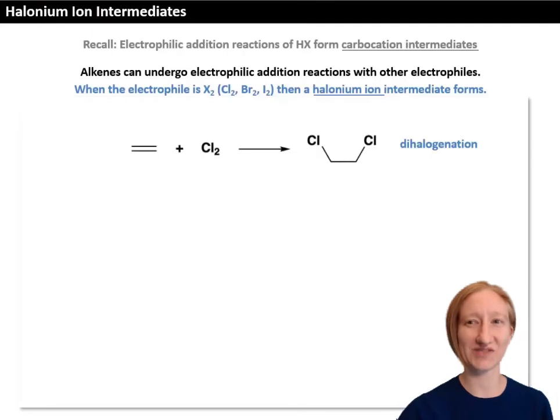In the last chapter, we saw the additions of acids or HX compounds to alkenes. Alkenes can also undergo electrophilic addition reactions with other electrophiles. And when that electrophile is a halogen, an X2 reagent like chlorine, bromine, or iodine, then a three-membered ring halonium ion intermediate will form. The final reaction product in this case is a dihalogenated product where we've added both halogen atoms across the alkene, or we've added a halogen atom to each carbon of the alkene. Let's look at how that happens.